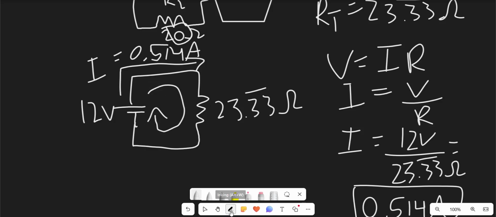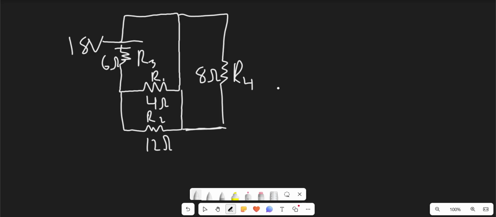Let's move on to the next one. Okay, so here's another problem that you guys can try out. How would you tackle this, given that we have multiple resistors in both series and parallel? Well, first, it's important to realize that R1 and R2 are in parallel because they are directly across from each other. So let's find the equivalent parallel resistance for these two values.